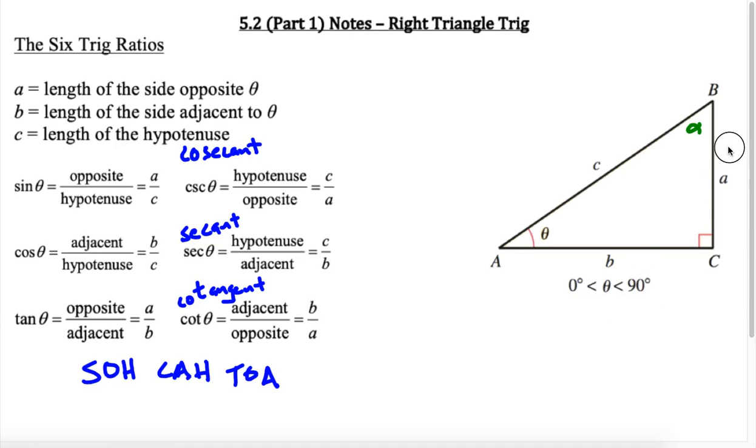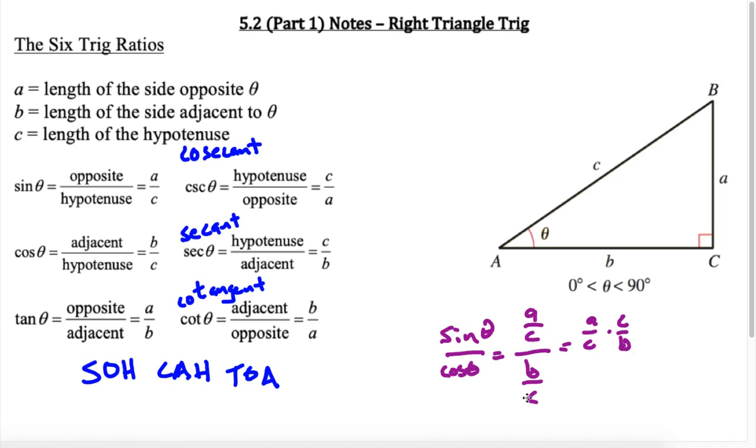So we said that the sine of theta was equal to A over C. So let me put sine over cosine. Sine of theta over cosine of theta. So sine of theta is A over C, and cosine of theta is B over C. Well, whenever I'm dividing a fraction by a fraction, that's the same as saying A over C times C over B. Dividing by a fraction is the same as multiplying by the reciprocal.